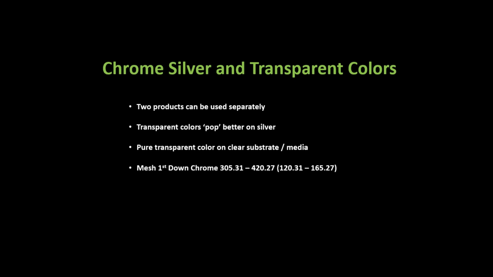There are two types of chrome silvers. There's one that's designed specifically to be on the second surface of a clear plastic, using the reflectivity of the plastic to enhance the appearance of the chrome silver or the mirror silver. And there's also one that's designed for the first surface printing.